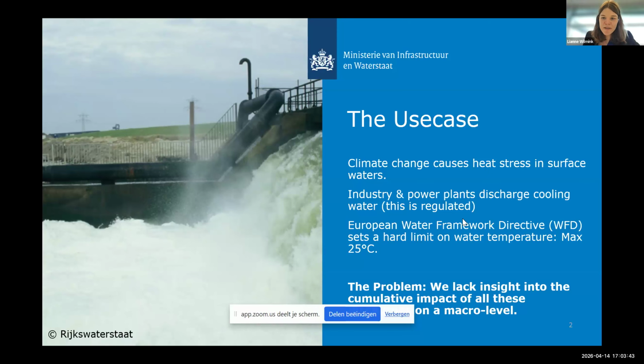around it, because the Water Framework Directive sets a hard limit on water temperature, but it doesn't show us the impact as a whole. So even if we stay in the limits, we still want to know more about new risks and new developments in this area.